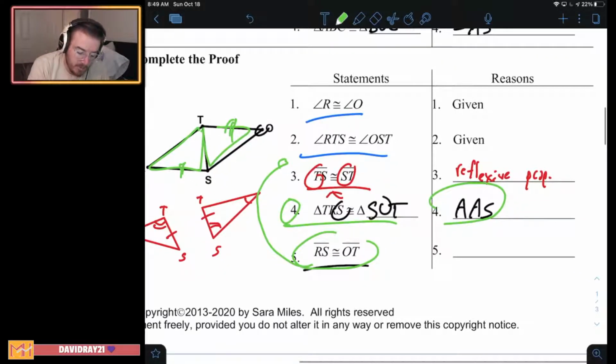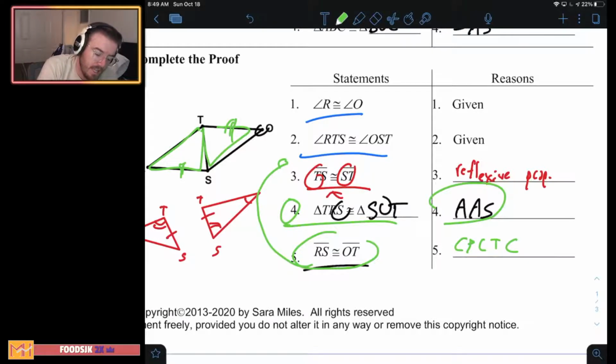What's that called? We used that last class, CPCTC. Corresponding parts of congruent triangles are congruent. Now that we've proven the triangles congruent, we can say that the corresponding pieces, RS, corresponds with OT. You can see how the letters match up. It corresponds. Since they correspond, well then, they're congruent.